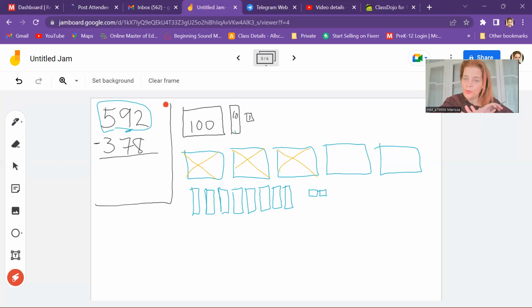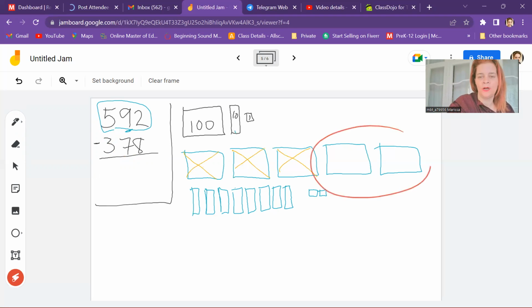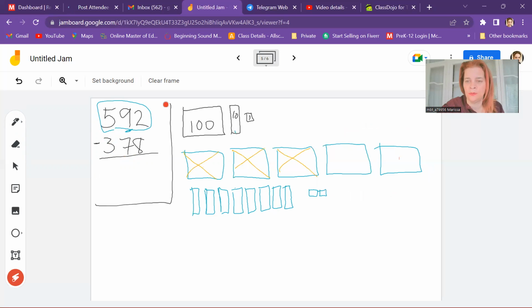So you can't use those anymore. How many hundreds do we have left? 2. We have 2 hundreds right here, right? 1, 2. Do you see that? But maybe we have to take that apart. I don't know yet. Let's see. So we've taken care of the 3.